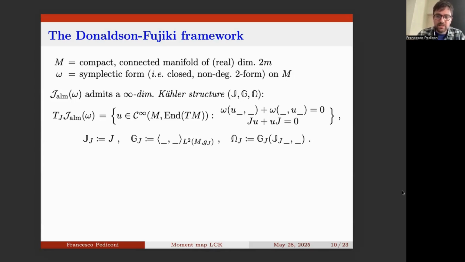Now in this tangent space, you can define a complex structure, which is tautological in the sense that it is just the composition with the complex structure J, which is the point that you are considering the tangent space at. Then you can also define a Riemannian metric on the tangent space, which is by definition just the L2 metric induced on the manifold by means of the Kähler metric g_J. And then by taking the composition of the tautological complex structure and the tautological Riemannian metric, you can cook up a symplectic form, capital Omega.